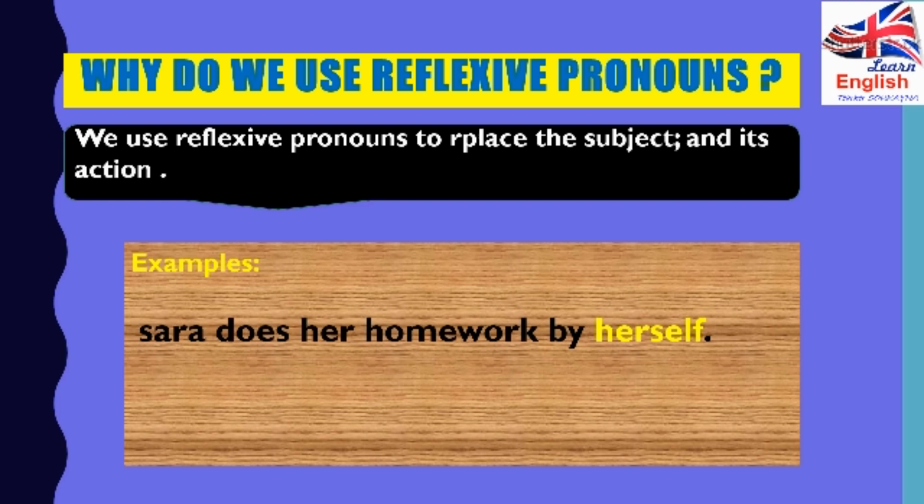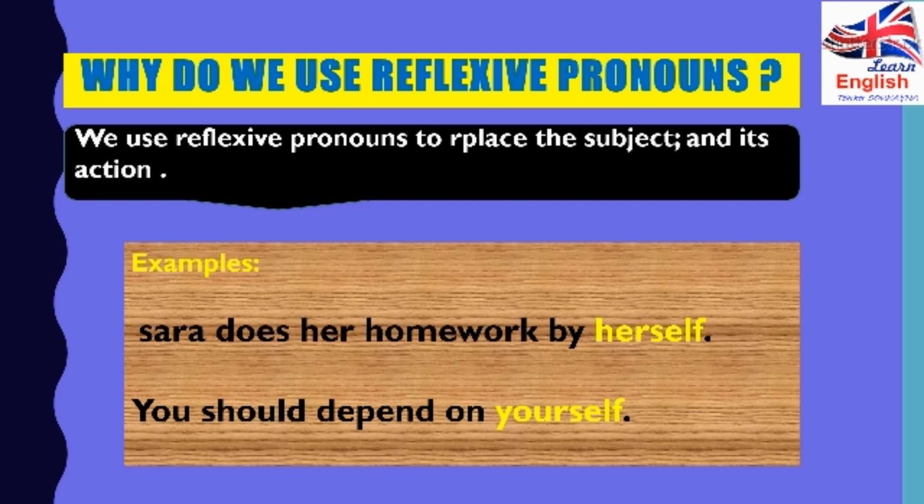Okay, we will see another example. You should depend on yourself. Here we have the subject you. Immediately when we have you, we are going to put yourself as our reflexive pronoun. You should depend on yourself, not on another person. You should depend on yourself, not on anyone else.